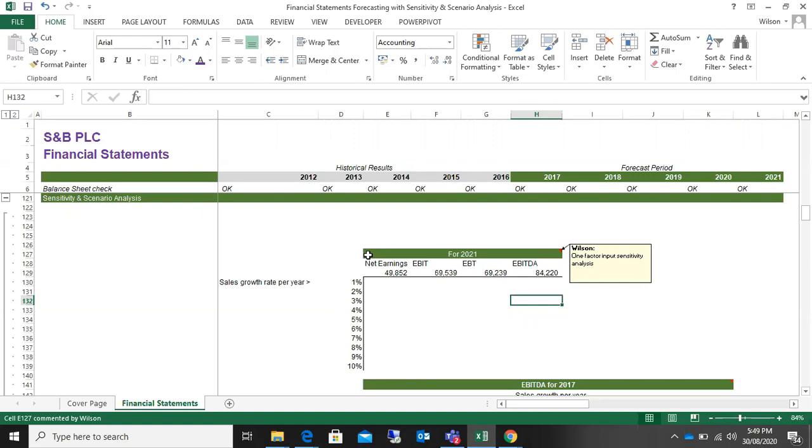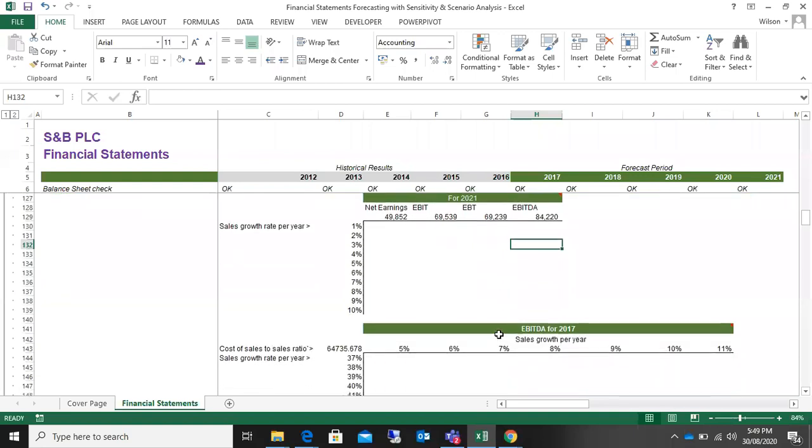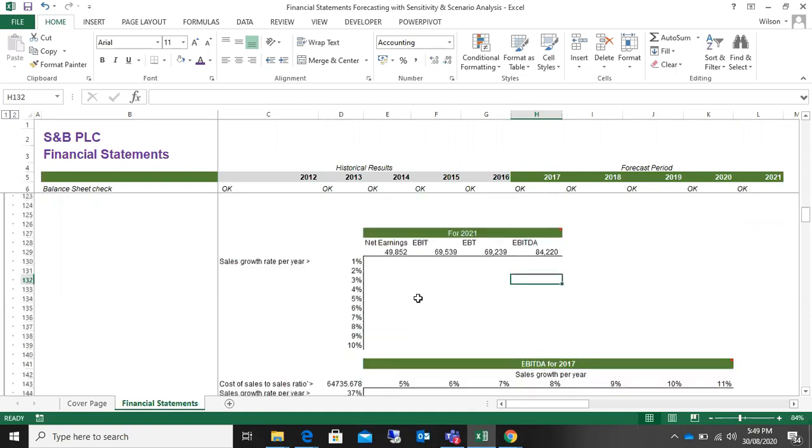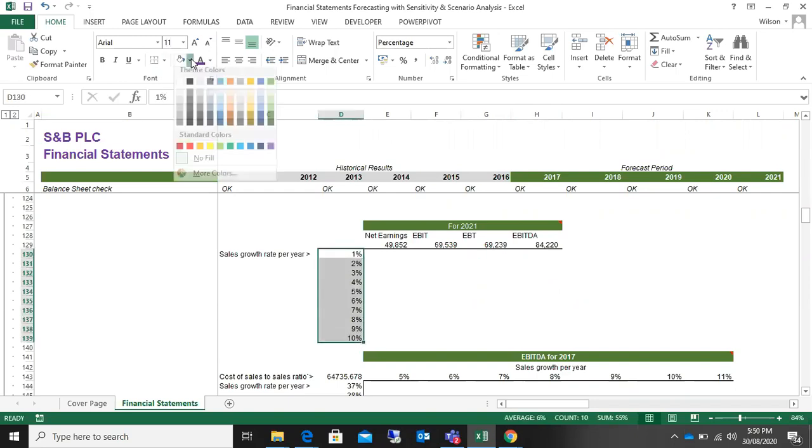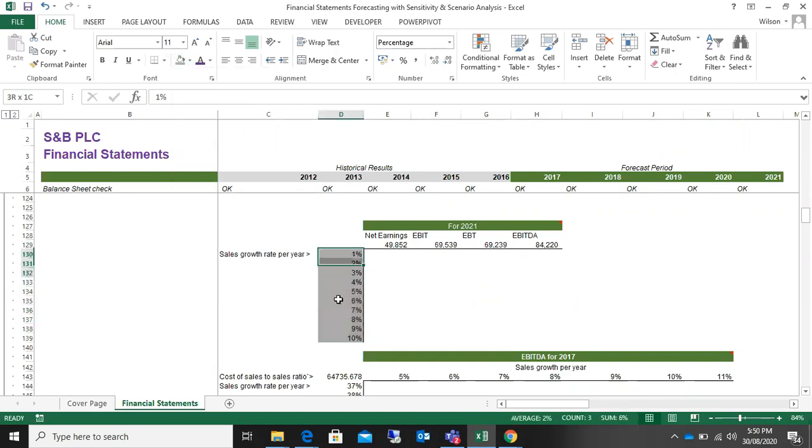So what we're going to do here is that sensitivity analysis is in two ways. We have two input sensitivity analysis and one input sensitivity analysis. I will explain the difference between the two. For one input sensitivity analysis, you're going to be picking just one input, which is the column input. What we're going to be picking here is just this. But for this, you're going to pick this from your financial statement.